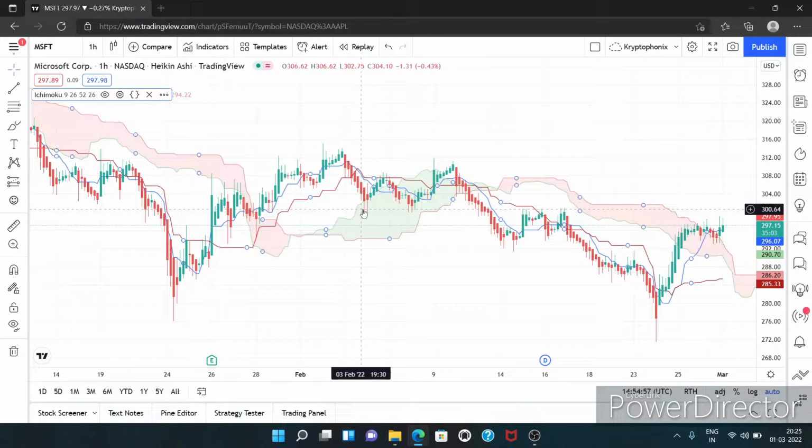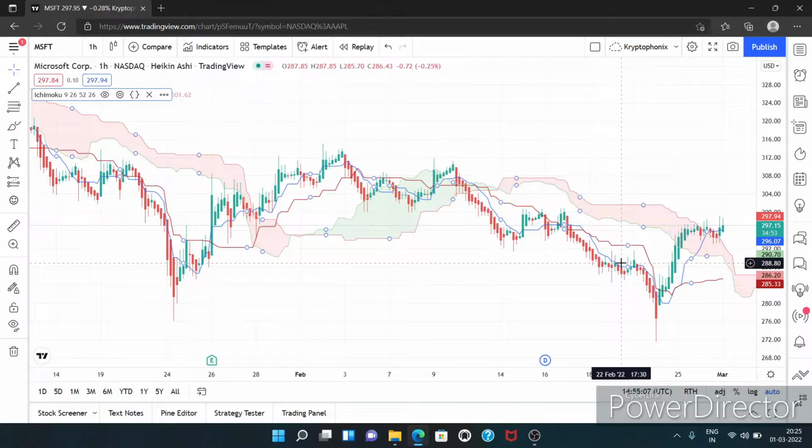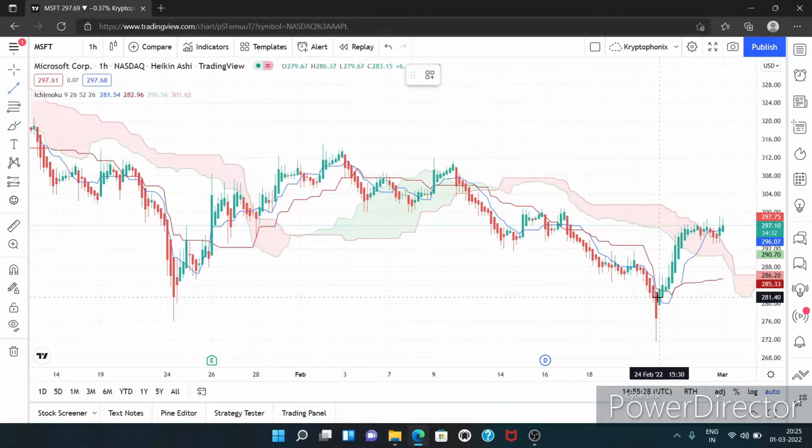This is the hourly chart of Microsoft Corporation right in front of us. Now, to identify the buy and sell signals, we need to focus on this blue line. If a candle closes above the blue line, we will be initiating a buy trade. For example, if you look at this point, this candle closed above the blue line. This is a buy signal for us. Result, an up move was seen.